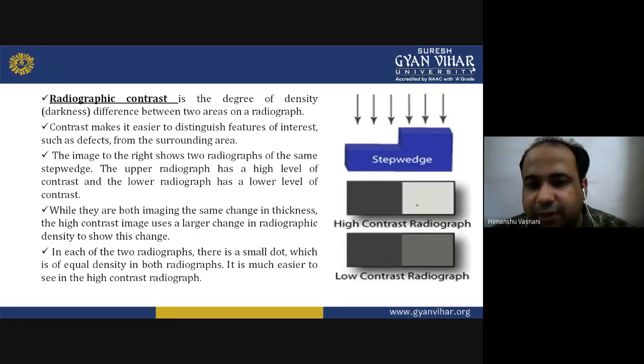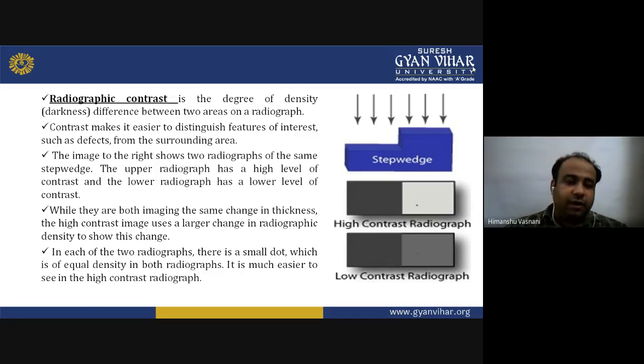The image to the right shows two radiographs of the same step image. The upper radiograph has a high level of contrast, and the lower radiograph has a lower level of contrast. While they are both imaging the same change, the high contrast image uses a larger change in radiographic density to show this change.